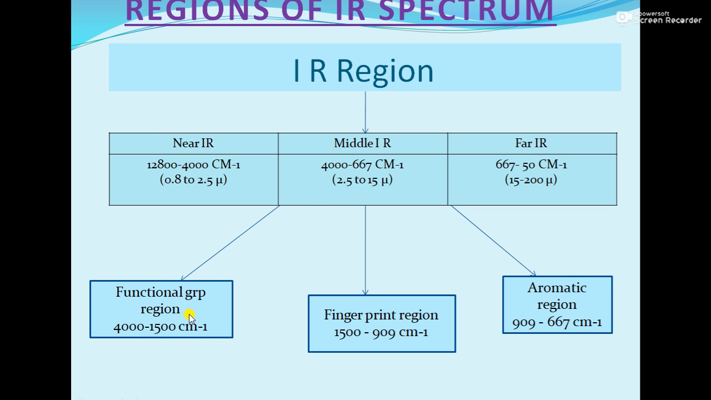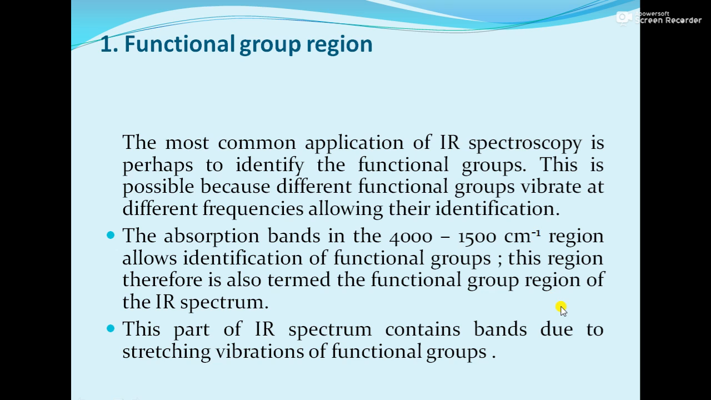The functional group region is detected in the zone from 4000 to 1500 centimeter inverse. The second region is the fingerprint region, which is from 1500 to 909 centimeter inverse, and the aromatic region, which is from 909 to 667 centimeter inverse. So in this way, with the help of the middle IR region, we can detect the functional group, fingerprint and aromatic region. One by one, we are going to discuss these regions.